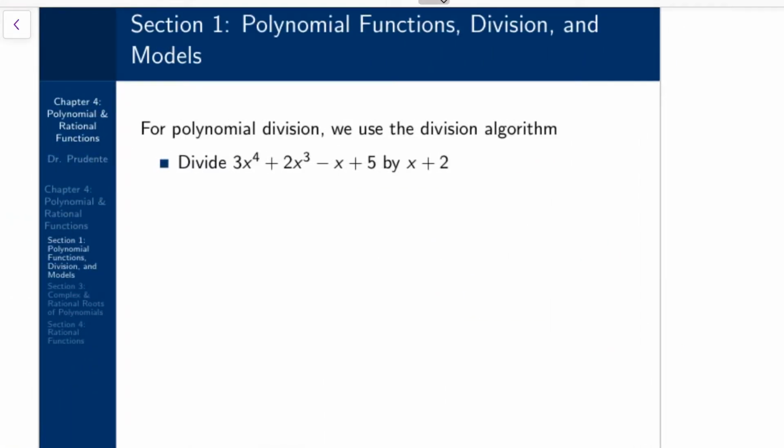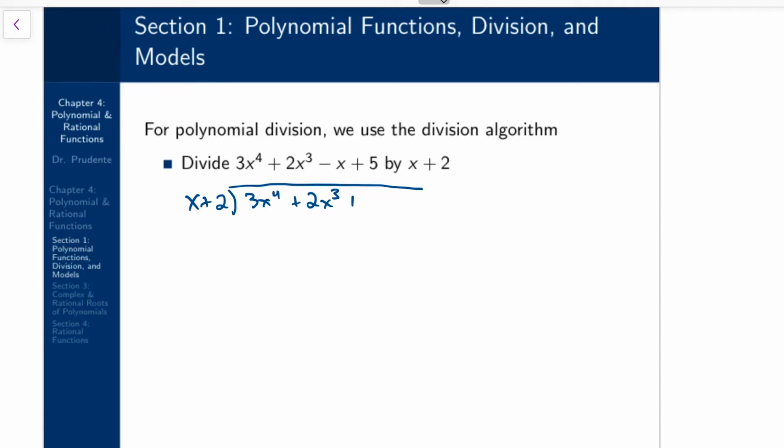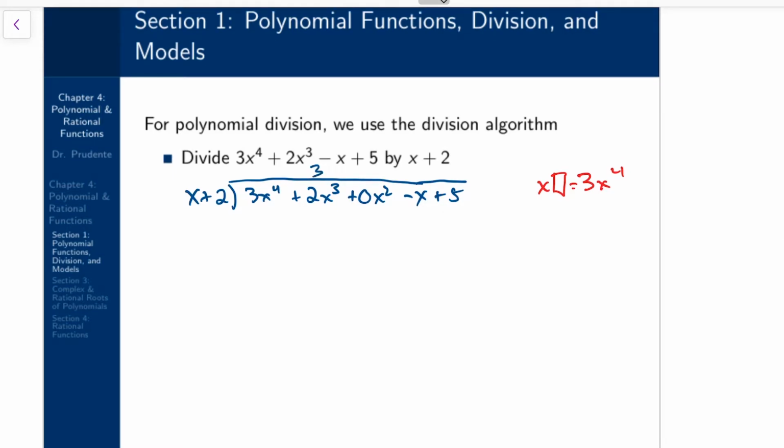Okay, here we want to do an example of polynomial long division. So we'll set up our x plus 2, 3x to the 4th, plus 2x cubed. One of the keys here is if we're missing any power, like an x squared, I want to include the 0x squared, minus x plus 5. And now we're going to think about that x out there and that 3x to the 4th, and think, what would be missing if I wanted to multiply x and get to 3x to the 4th? That answer would be 3x cubed.